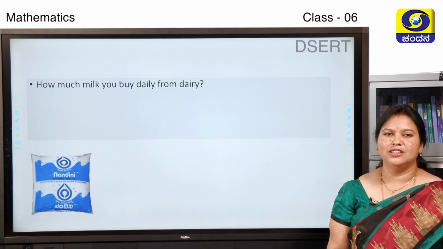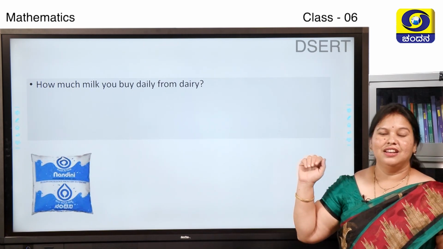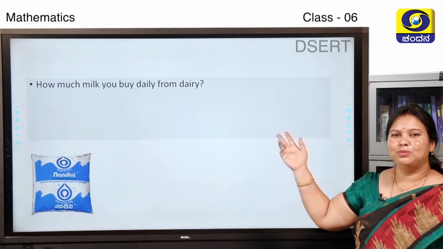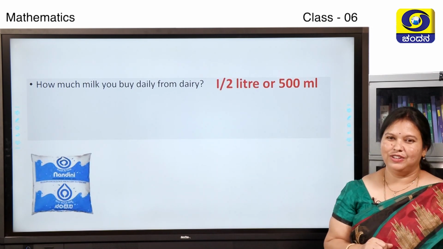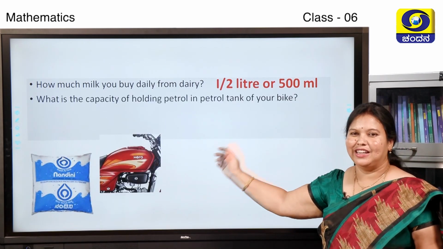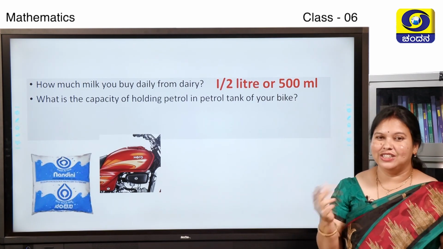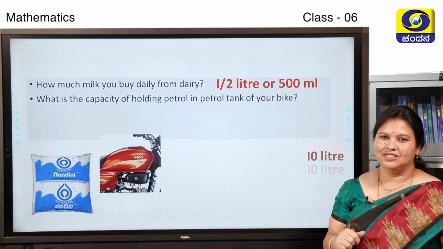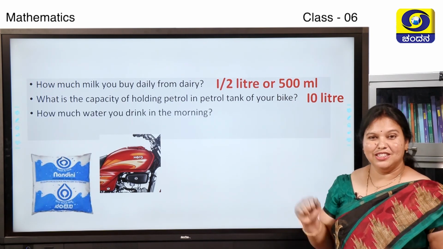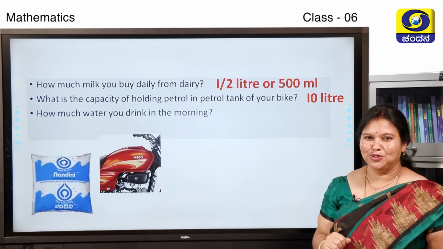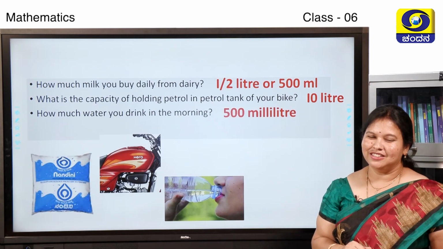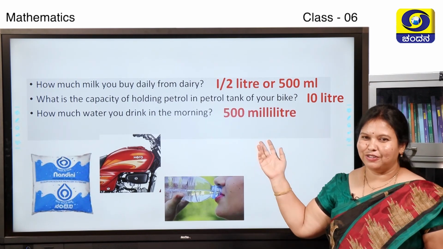Now, let us learn how to measure liquids like water, milk, oil, petrol, etc. How much milk do you buy daily from the dairy? Maybe half liter or 1 liter. What is the capacity of holding petrol in the petrol tank of your bike, or how much petrol does your dad buy for his bike or car? Yes, maybe 5 liters or 10 liters. How much water do you drink in the morning? It's a very healthy habit, you know. Otherwise, practice it. Maybe 1 glass or half liter. That means 100 ml or 500 ml.